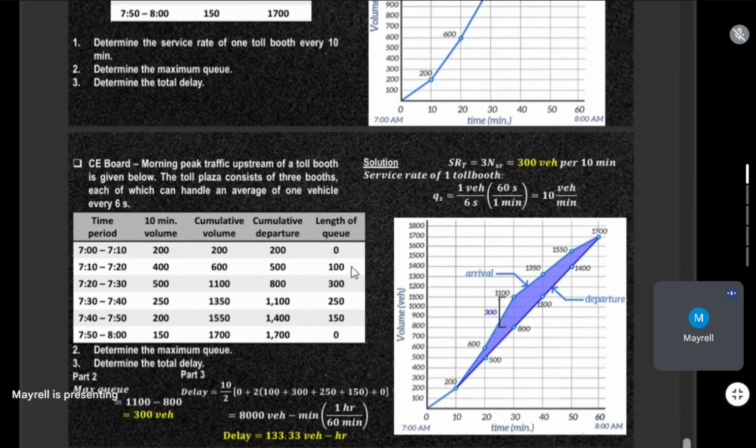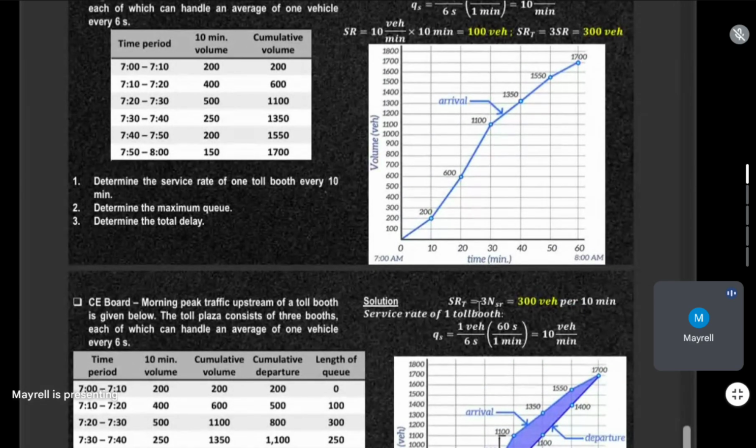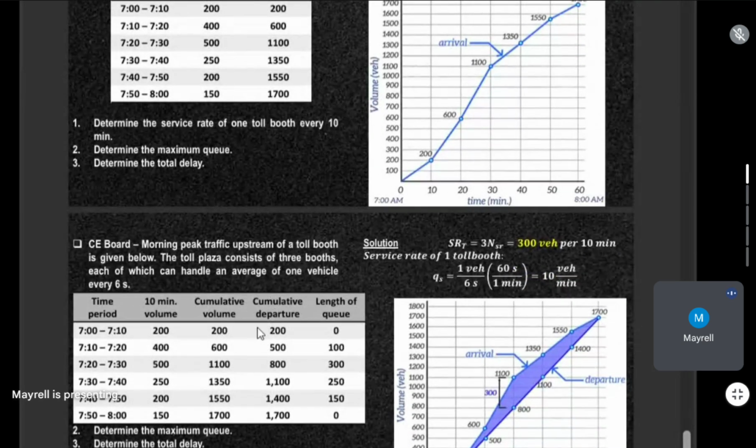So the maximum queue. Okay, so we can graph this. That's from the previous table, the 10-minute volume and the cumulative volume. Then the departure. The departure can accommodate 300 vehicles, which we need for the cumulative departure: 300 vehicles per 10 minutes. So for the first 10 minutes, 7 to 7:10, the volume is 200.